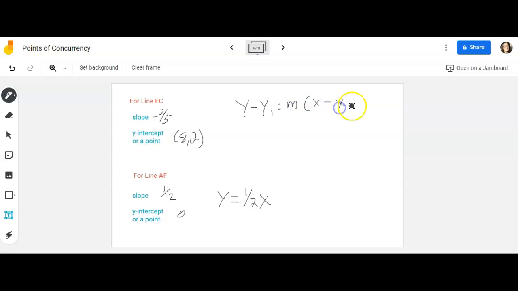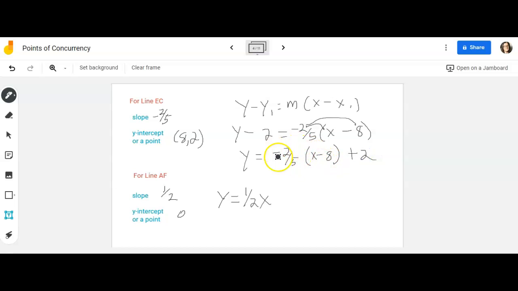Which is this. Y minus, so I'm going to grab this 2, equals, grab the slope, and go grab the 8. Okay, so I can distribute, and then I would add the 2 to the end. I could also, since I know I'm going to type it into Desmos, skip that distributing, just write it all down like this, and then put the plus 2 on the end.